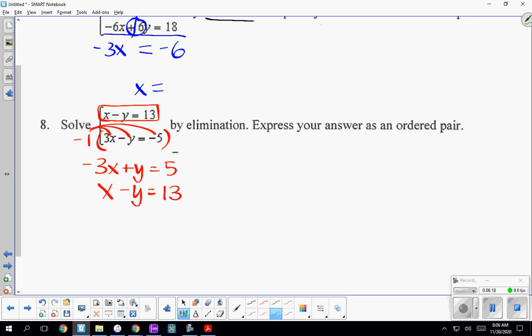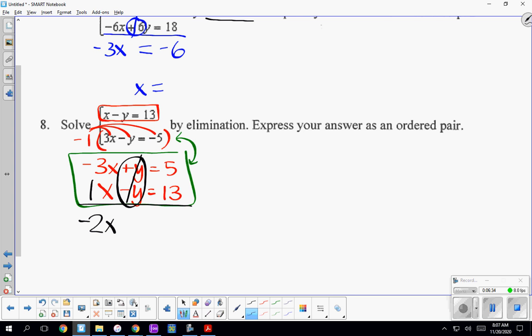And now I'm solving this system. Okay? So remember, these two equations are exactly the same. So I can use this new one instead. And I'm going to add them together. Here, remember, there's a 1. So negative 3 plus 1x is negative 2x. Y minus y cancels. It gets eliminated. That's what I wanted. And 5 and 13 make 18. From here, I solve for the remaining variable.